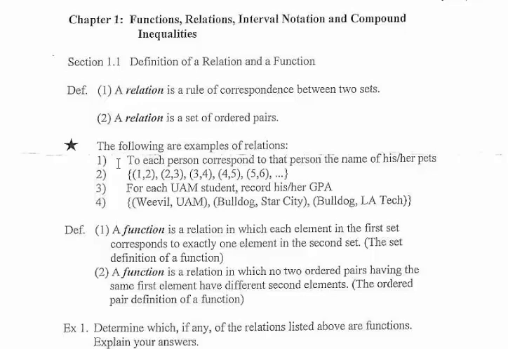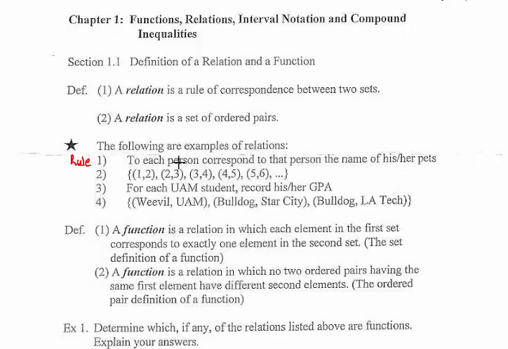So if we look at our examples, what we have here is 1, 2, 3, 4. Okay, 4 examples of what a relation is. So the first one is a rule. So we'll write that out to the side. To each person correspond that person's pets.